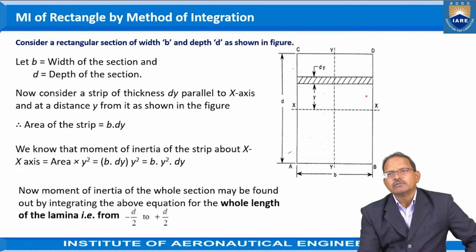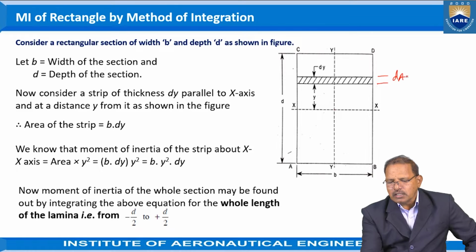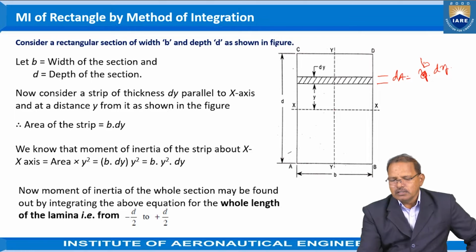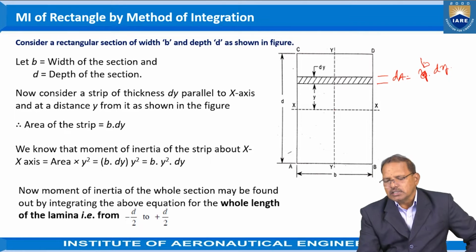The area of the strip, since it has thickness dy, let us assume it is equal to dA. Sorry, dA is equal to breadth into dy. Here B represents the breadth or the width of the strip and dy represents its thickness. That is the product of length and thickness, B into dy.